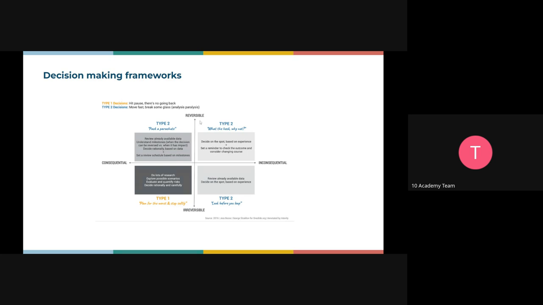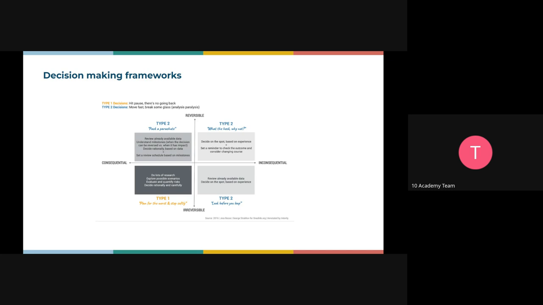Type two decisions are ones you can reverse and they don't have much consequence. So for example, this could be a small thing, like choosing to miss a meeting and then you go to sleep. That's a bad thing, but it doesn't have a substantial consequence. So with type 2 decisions, it's something that doesn't have a lot of consequence, and you can reverse the decisions that you've made.